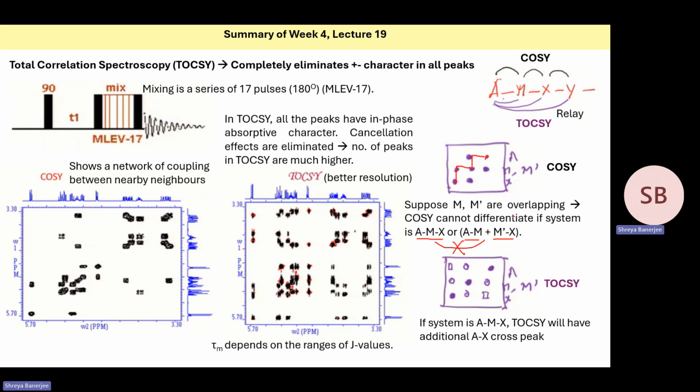But suppose I take the TOCSY and I get this kind of a spectrum. So TOCSY is showing A to M cross peak. It is also showing A to X cross peak. So this will now prove that the system is AMX, because only when it is a connected system like this, TOCSY will show correlation of A with both M and X. So TOCSY will help to differentiate between these two systems. So there is this kind of a relay of magnetization in TOCSY, which helps us understand the connectivity in the system.